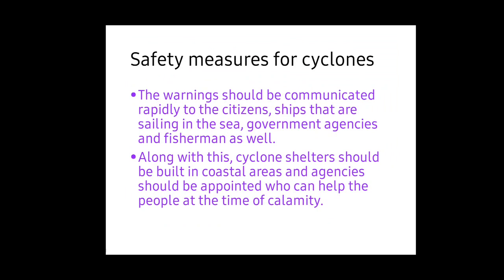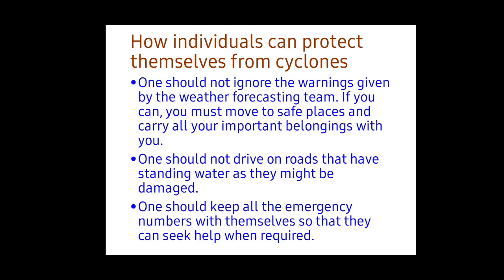The warning should be communicated rapidly to the citizens, ships that are sailing in the sea, government agencies and fishermen as well. Along with this, cyclone shelters should be built in coastal areas and agencies should be appointed who can help the people at the time of calamity. These are the things done by the government, and now what we have to do. One should not ignore the warnings given by the weather forecasting team.